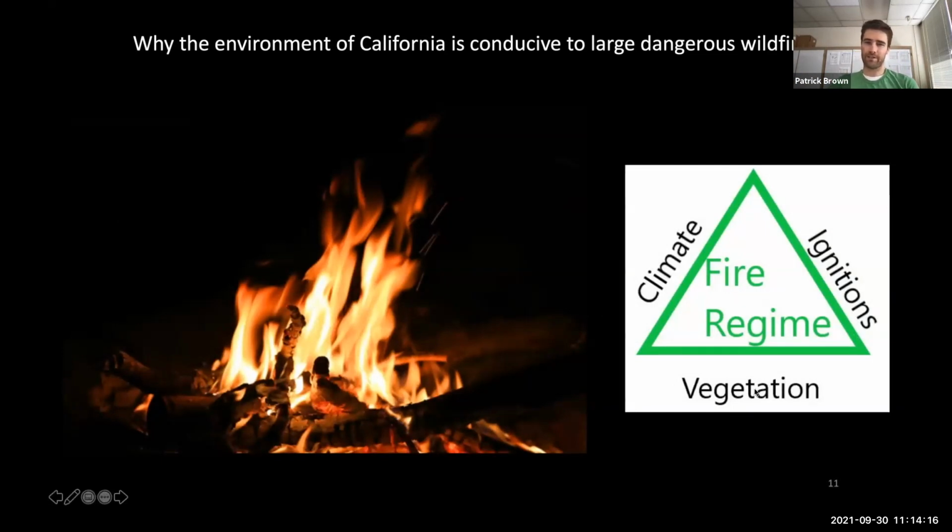With wildfires, that's vegetation, preferably dead vegetation, because that's going to be dry. You need something to ignite the fire, right? You need an ignition source, so either people or lightning. And then you need a climate that's conducive to wildfires, and climate and vegetation very much go hand in hand.